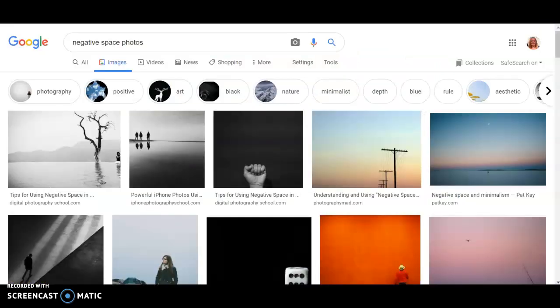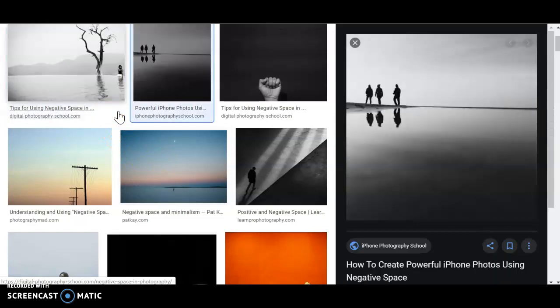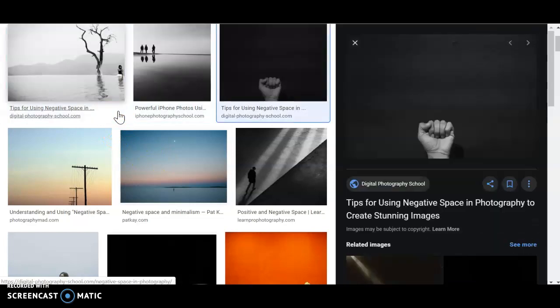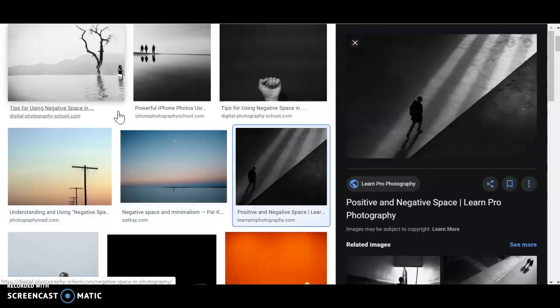So the next thing you probably want to do is do a quick Google image search for negative space photos so you can see what everybody else means when they say this. Looking at these, you see that there is a clear subject to each of them, but there's an awful lot going on around that subject. This one's very cool. The negative space is everything that isn't the subject.